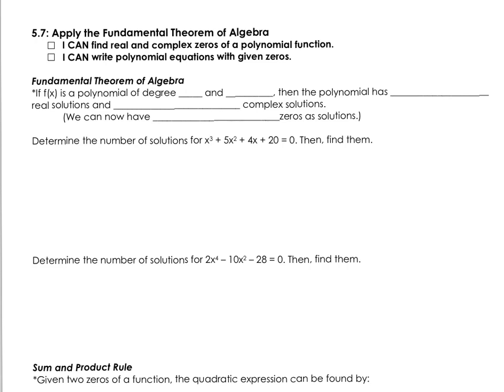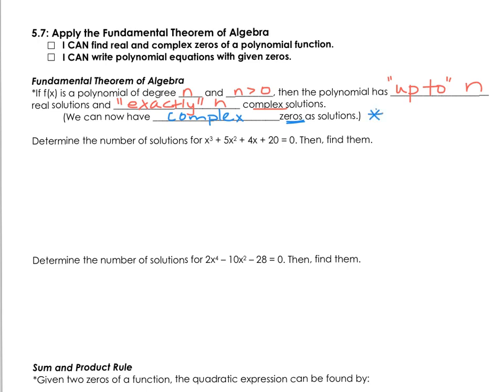Our next lesson is 5.7. Apply the fundamental theorem of algebra. The fundamental theorem of algebra says this: if f of x is a polynomial of degree n and n is greater than 0, then the polynomial has up to n real solutions and exactly n complex solutions. This means we can now have complex zeros as solutions.